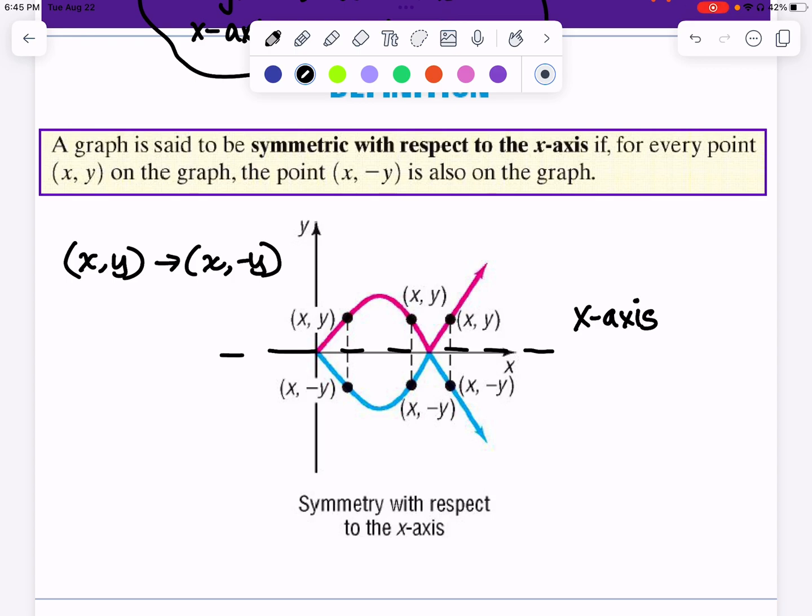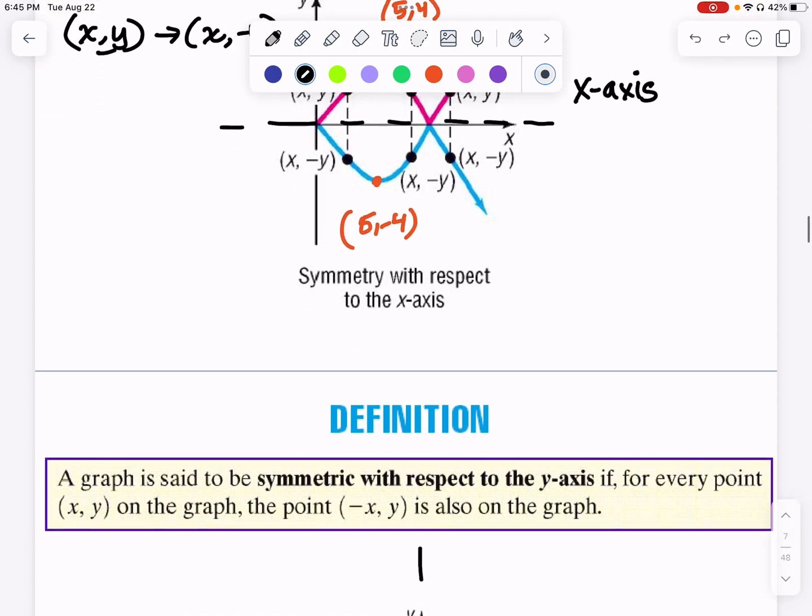For example, if this point here is, let's say, (5, 4), then there has to be a point down here which will be (5, negative 4), and hence the generic form, which is (x, y) and (x, negative y). Again, if you notice carefully, x really hasn't changed, but y swapped sign. Keep that in mind because we're going to use it briefly. X does not change, y swaps the sign.